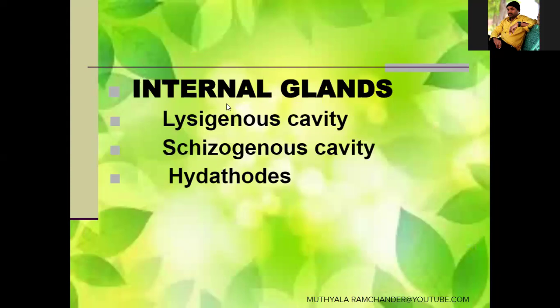Internal glands. Internal glands means these types of glands are present inside the plant body. They are called internal glands. They are lysigenous cavities, schizogenous cavities or glands, and hydathodes.